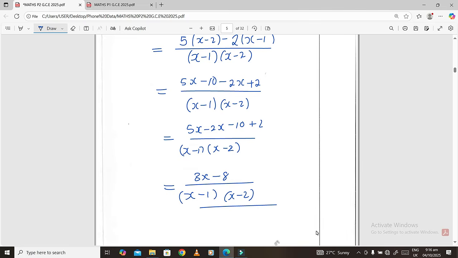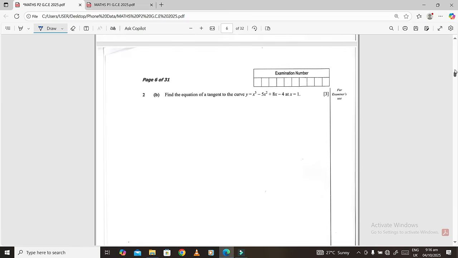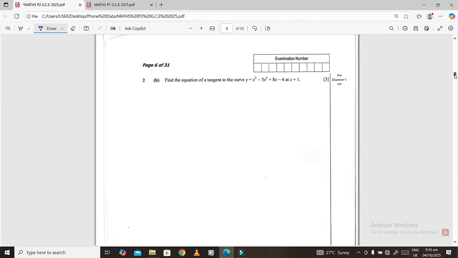We go to the next question, of course. The next question here is under calculus. In case you don't know, they've given us the curve, which is y is equal to x power 3 minus 5x power 2 plus 8x minus 4, and they ask about the point at x is equal to 1.